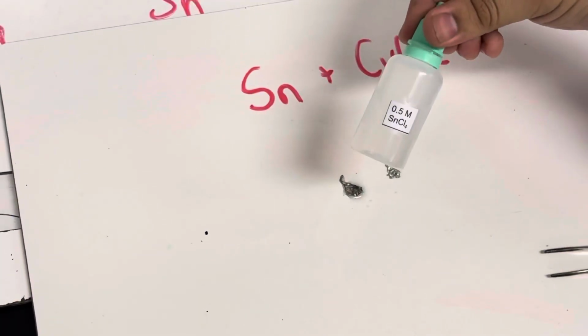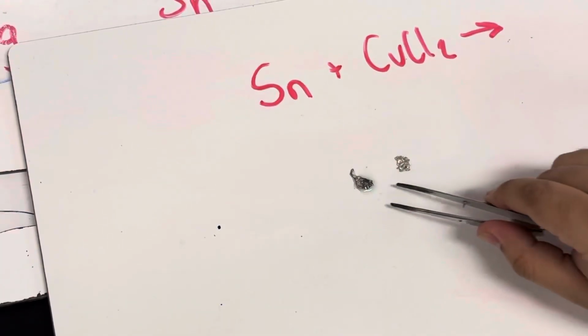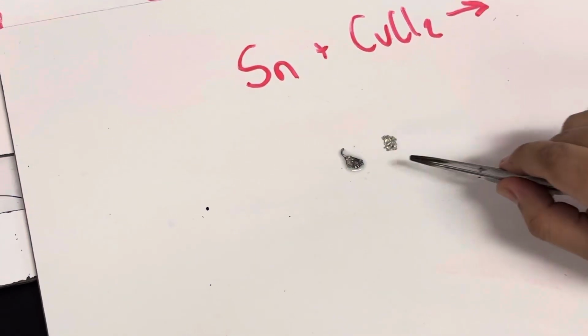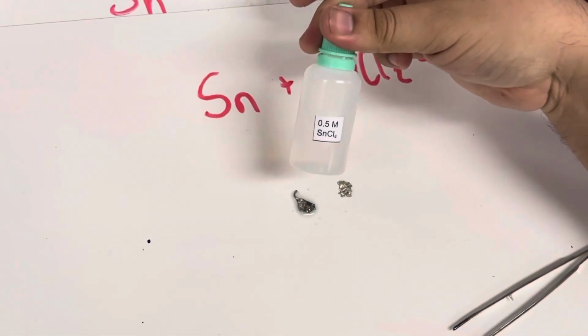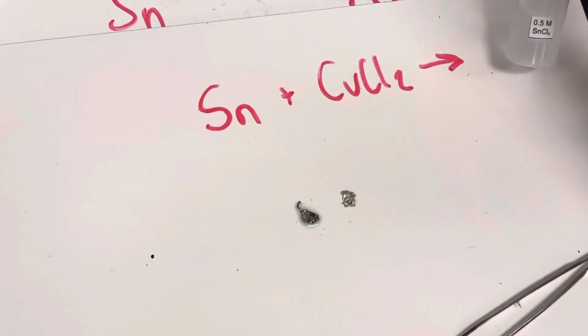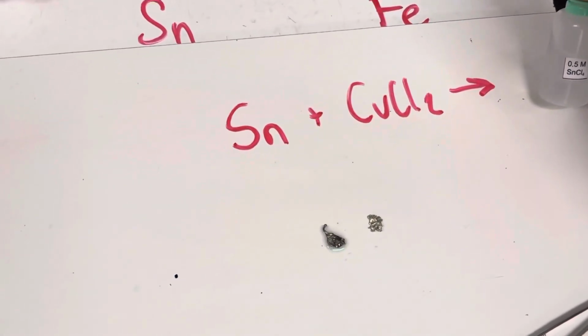As we can see here, right? So when we mix our tin metal and our copper(II) chloride solution, we're making this solution. We're making our tin chloride. So now I've told you what both of the products are. One of them is tin(IV) chloride, and the other one is copper metal.